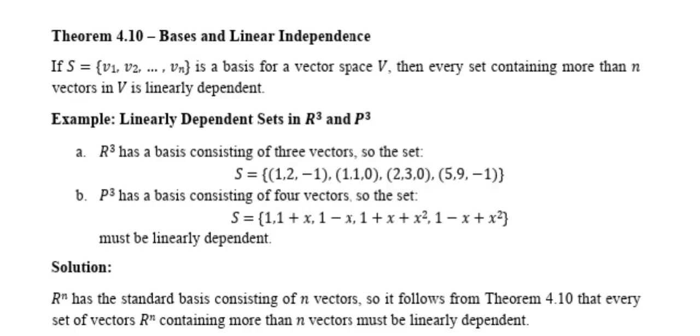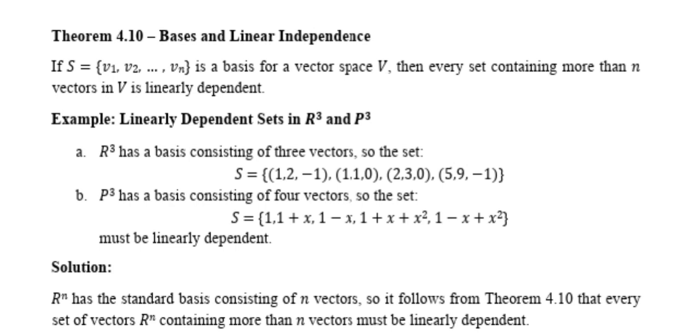My topic is all about Theorem 4.10, Basis and Linear Independence. If S = {v1, v2, ..., vn} is a basis for a vector space V, then every set containing more than n vectors in V is linearly dependent. Example: linearly dependent sets in R^3 and P^3.